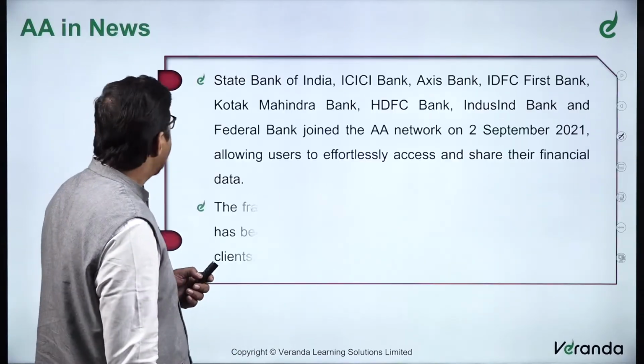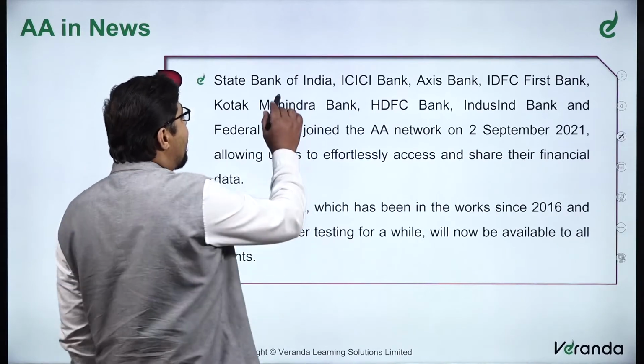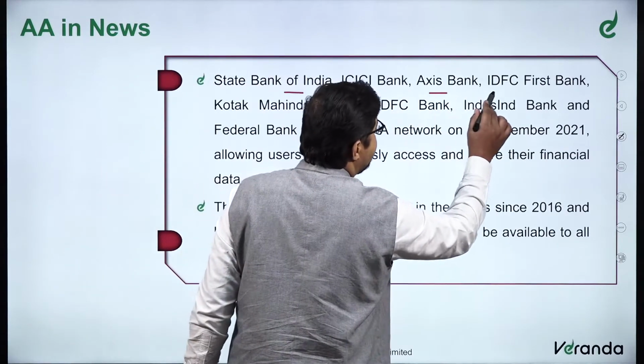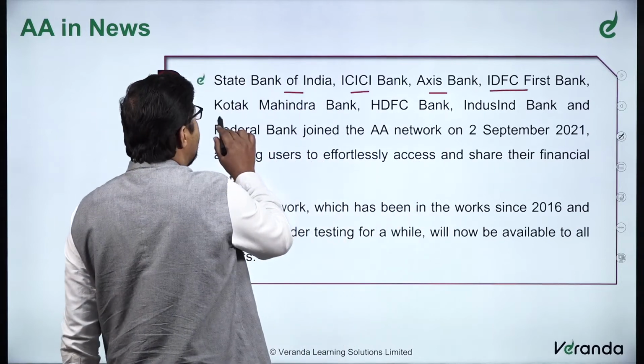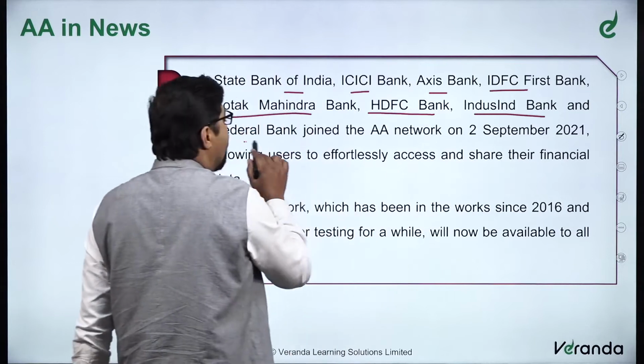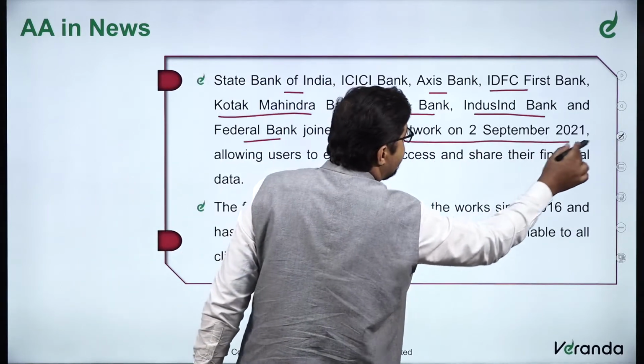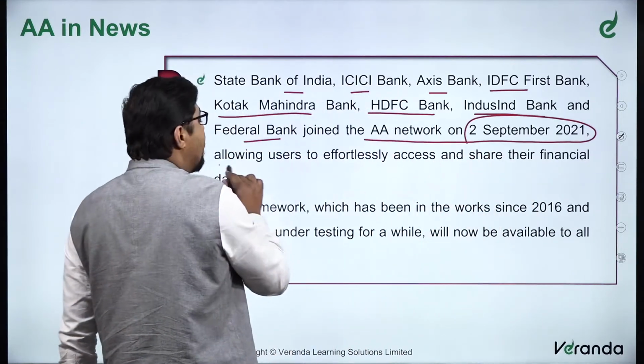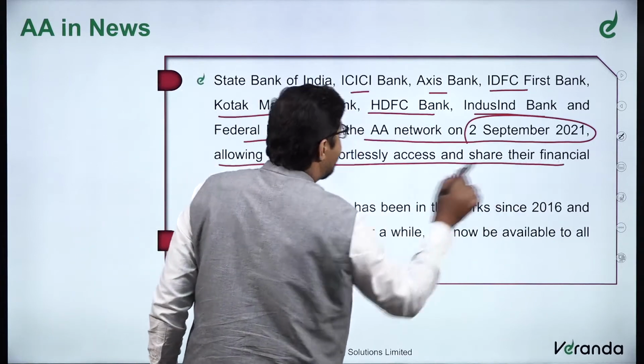Now further, why was it in the news? The State Bank of India, ICICI Bank, Axis Bank, IDFC First Bank, Kotak Mahindra Bank, HDFC Bank, IndusInd Bank, and the Federal Bank joined the account aggregator network on 2nd September 2021, allowing users to effortlessly access and share their financial data.